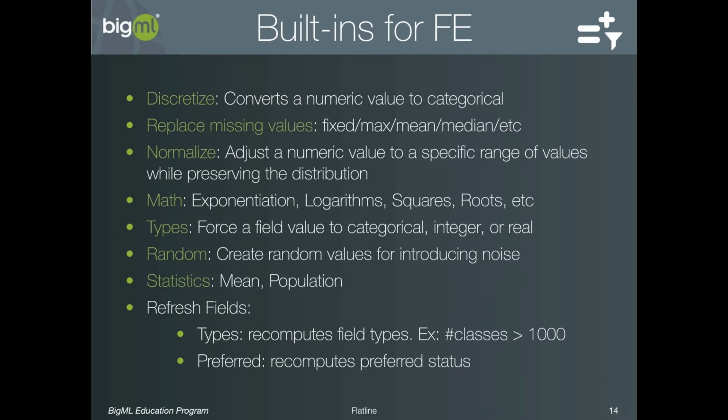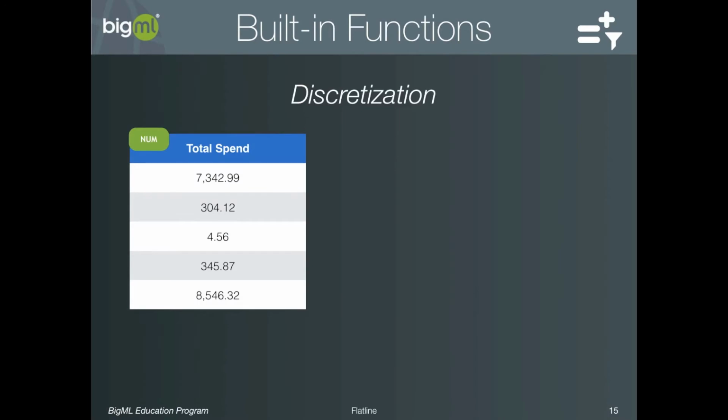Let's see an example of discretizing a numeric value. This is a particularly useful function when you have a numeric field you want to predict, but would prefer a classification model. This might be perhaps because you would rather be able to evaluate using the F measure instead of the R-squared error, etc. So in this example, we have some customer data, and for each customer we have the total amount that they have spent.